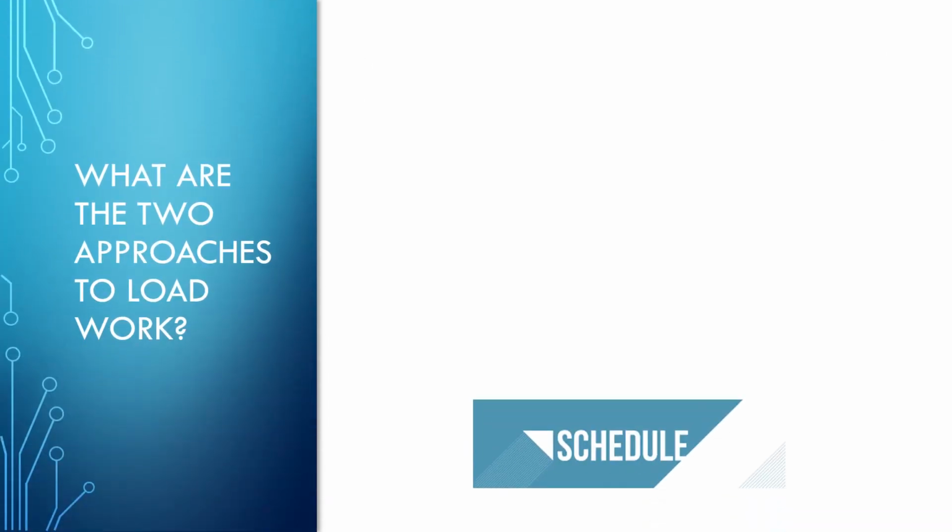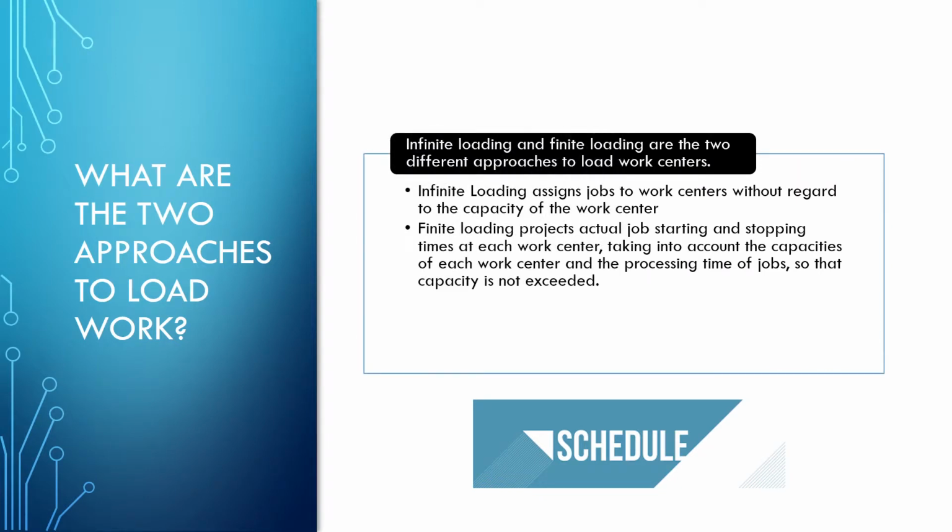What are the two approaches to load work? Infinite loading and finite loading are the two different approaches to load work centers. Infinite loading assigns jobs to a work center without regard to the capacity of the work center. Finite loading projects actual job starting and stopping times at each work center, taking into account the capacity of each work center and the processing times of jobs so that the capacity is not exceeded.